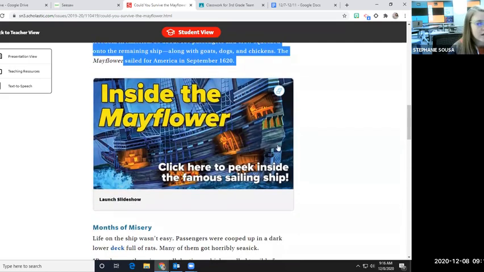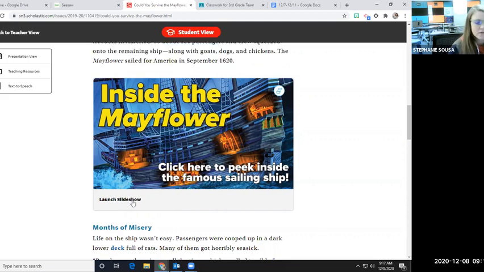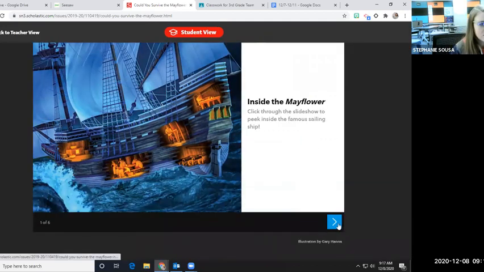We're going to look here at inside the Mayflower to get a quick peek inside of the ship. This is a slideshow. Again, you can click on it on your screen or you can watch mine. Inside the Mayflower, click through the slideshow to peek inside the famous sailing ship.